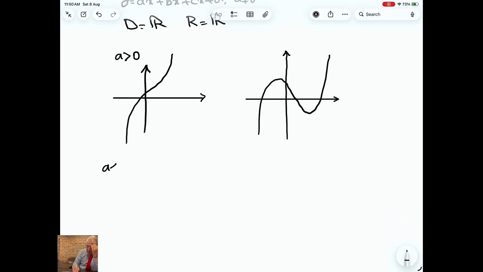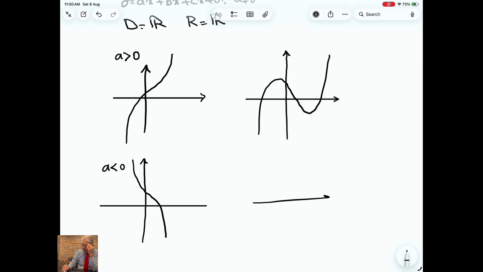If a is less than 0, what will happen? If a is less than 0, you have these 2 situations. The graph is either like this, or the graph is with 3 points of intersection with the x-axis.